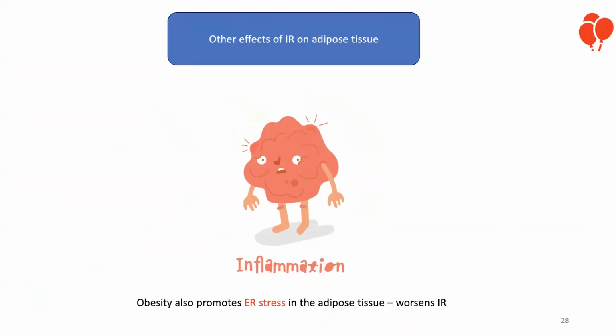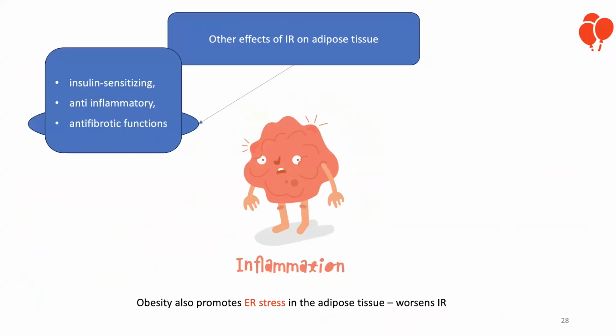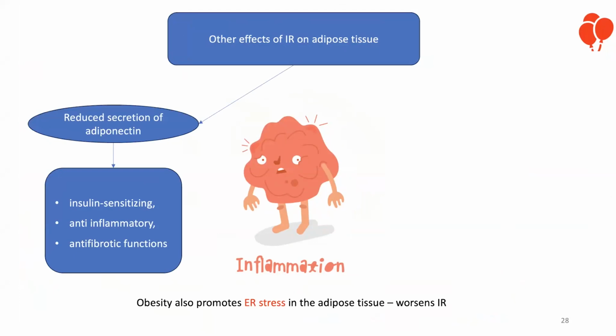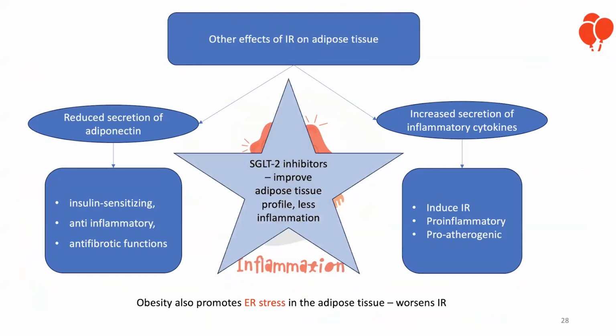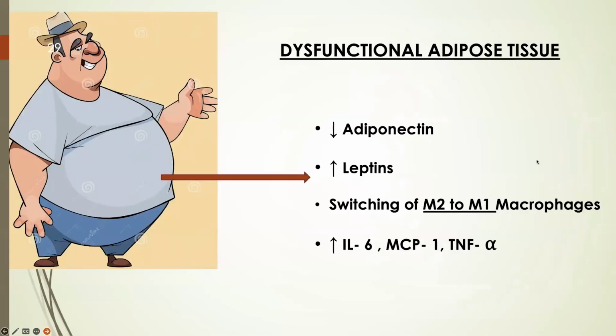So there are, in fact, other effects of the insulin resistance on adipose tissue. There is a suppression of the adiponectin production. So there is a decreased insulin sensitivity. Its anti-inflammatory, anti-fibrotic function is gone, and you have more release of inflammatory cytokines, which tend to cause a pro-inflammatory and pro-atherogenic state. This is the area where SGLT2 inhibitors are supposed to be acting, and that's the reason they are useful in patients with the metabolic syndrome.